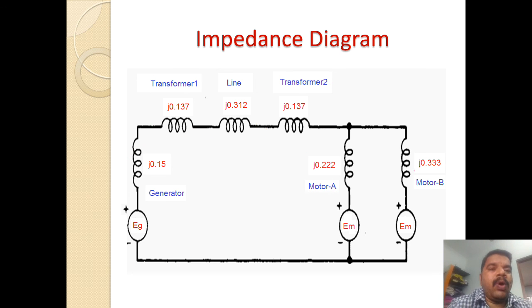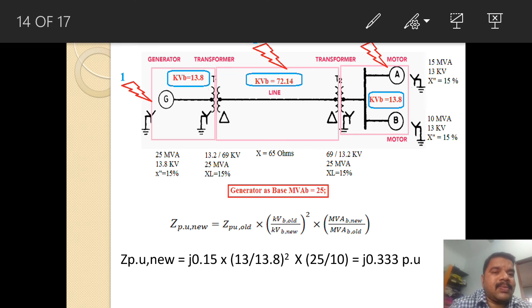Then one more important point: after transformer T2, we have one bus connection. What is that straight line? It means that motor A, motor B and transformer T2 will all be connected as a bus network. Already I explained what a bus network is. A bus means that two or more elements are connected in parallel. So here transformer T2, motor A and motor B, all three elements, will be connected in parallel.